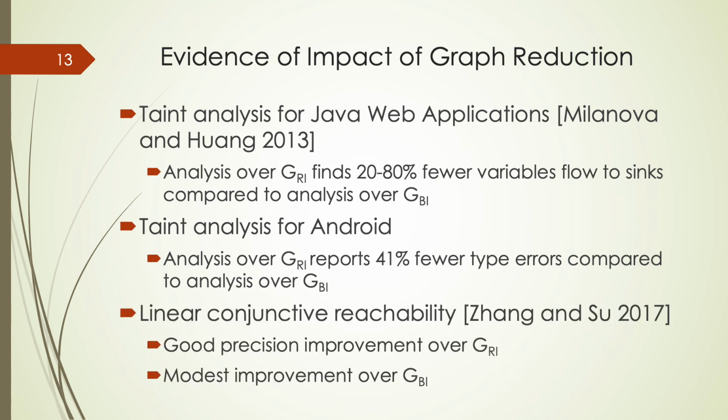But most interestingly, Zhang and Su propose a novel CFL reachability technique, linear conjunctive reachability. The experiments show that linear conjunctive reachability results in good precision improvement over GRI graphs, while it results in more modest improvement over GBI graphs. We are interested to better understand the impact of graph reduction via reference immutability, whether it enables advanced CFL reachability techniques.